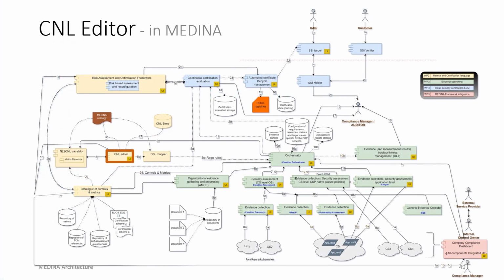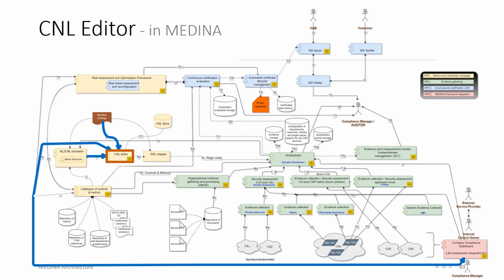This diagram shows the CNL editor fitting in the MEDINA architecture. The input data are REO objects in the form of XML files that come from the NL2CNL translator. Also, the CNL vocabulary, which is based in the catalog metrics, is used as input. The output, on the other side, are the REO objects updated that are sent to the DSL mapper. The user can not only edit but also delete REO objects.